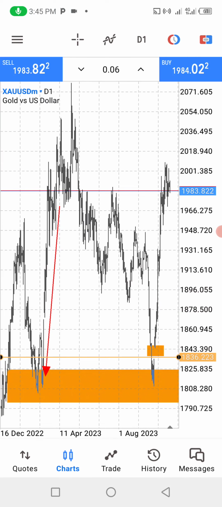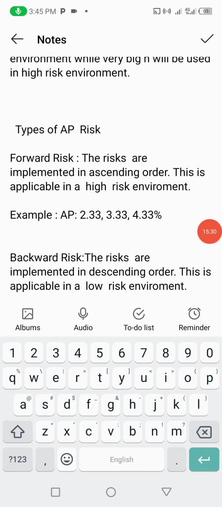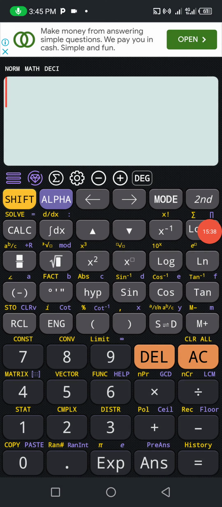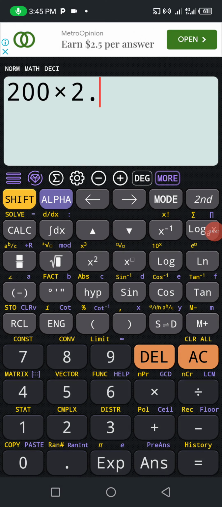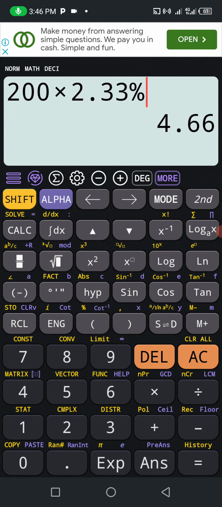So for this, we are going to be risking a total of 10%. Okay, and going back to forward risk, the first term in the risk level or discrete risk should be 2.33%. So I'm going to use that. Now we have a $200 account, so we multiply by 2.33%, and that will give us $4.66. Okay, on a $200 account.